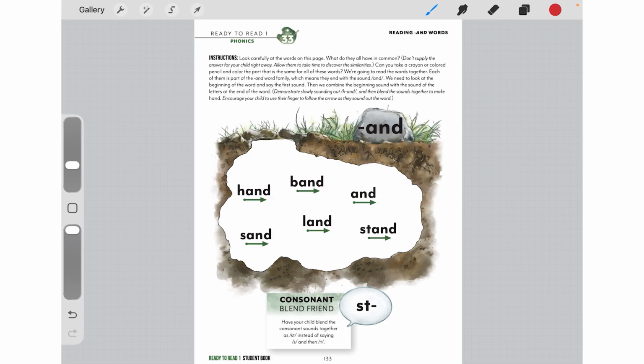And remember, we're going to read these words by looking at the beginning sound and then blending it with the sound at the end, like this. H, and, hand. B, and, band. I like that one. S, and, sand. L, and, land. Here's a consonant blend friend. S-T together makes the sound st, st, and stand.